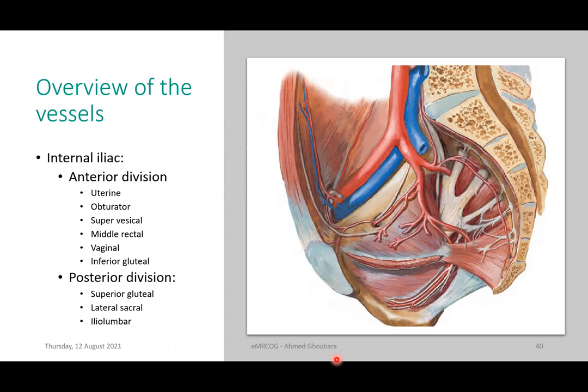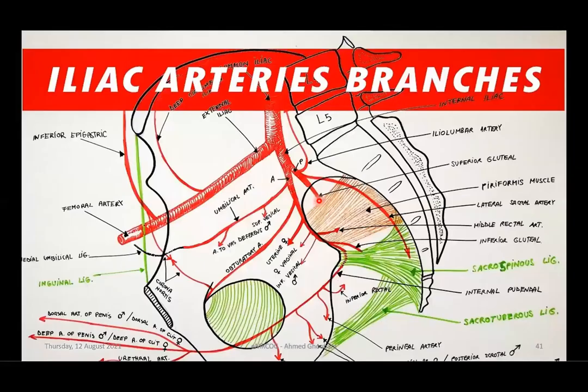So the inferior gluteal artery is a branch of the anterior division of the internal iliac and exits the pelvis below the piriformis muscle. While the superior gluteal artery is a branch of the posterior division and passes above the piriformis muscle. That's clear, guys. I just got here to add the internal pudendal artery, this one. It should be written here. Good. The schematic view of all the arteries of the pelvis.